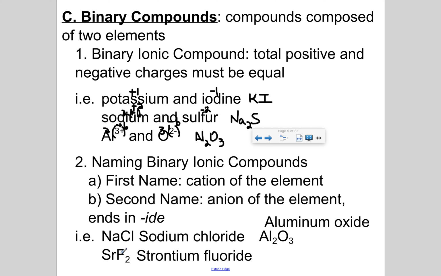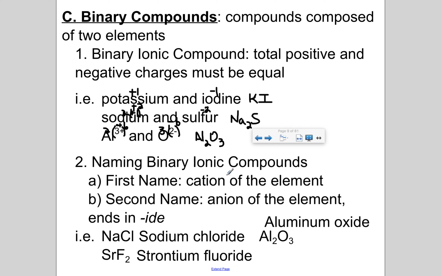Let's look at SrF2. Sr is strontium, so you write it as is, strontium. And then F is fluorine, but you don't say fluorine, you drop the ending and change it to IDE for fluoride. So you just say strontium fluoride. Even though I have 2 fluorines, I still just call it fluoride.